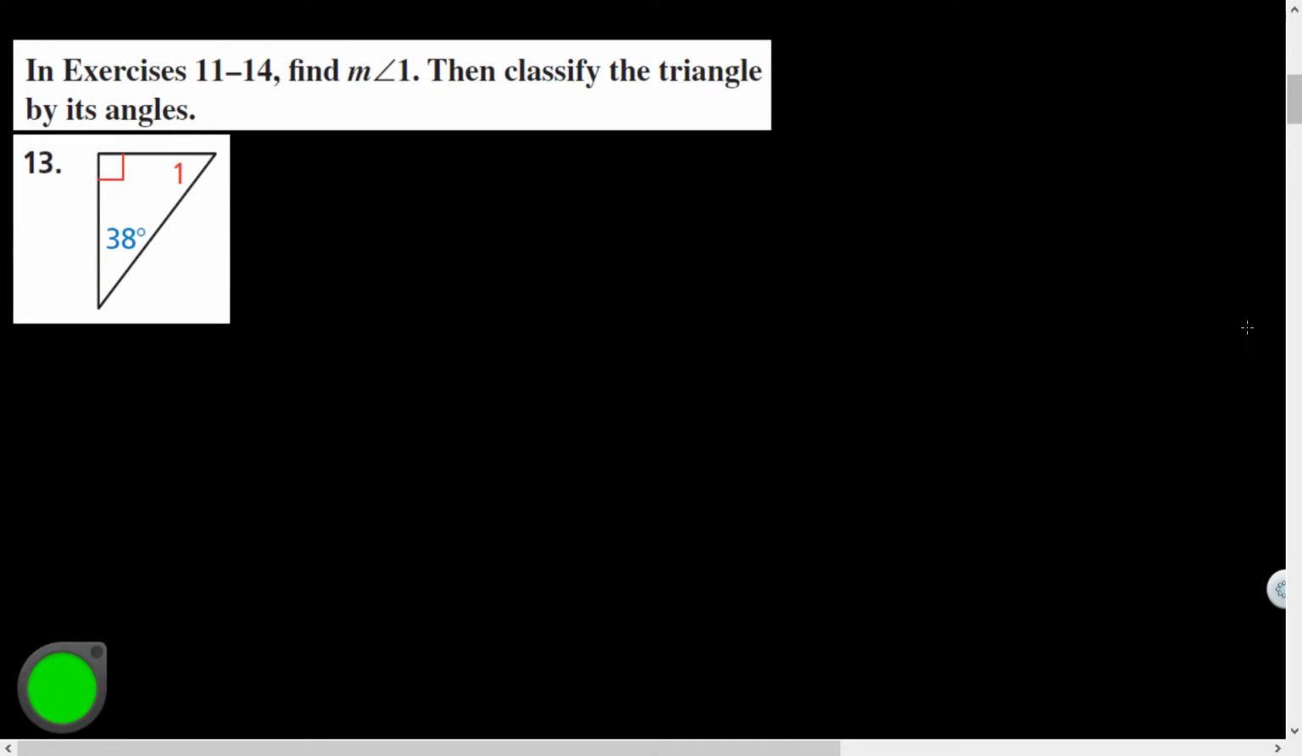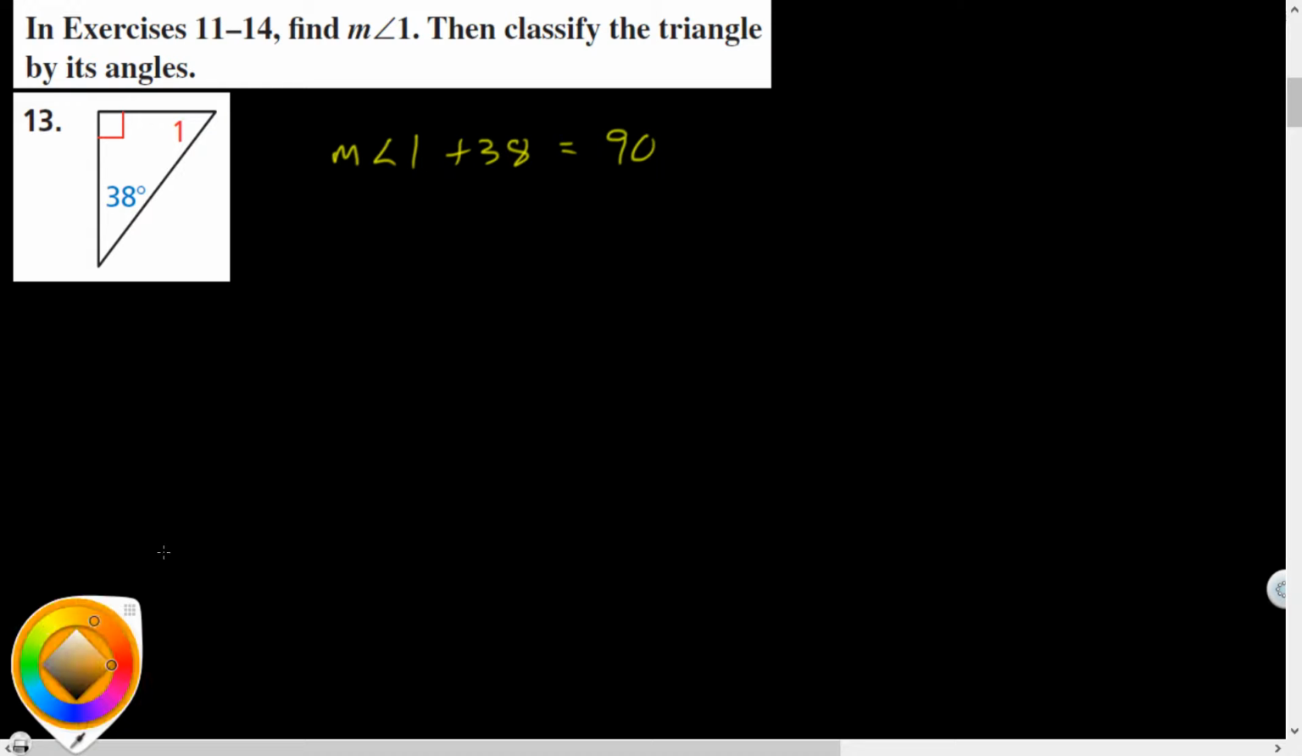Pick up the pace. Find the measure of angle 1, then classify. Let's see, what was that? The corollary to the triangle sum theorem? I know that these two angles will be complementary. Excellent, excellent. So let's see, measure of angle 1 plus 38 is going to equal 90. Subtract the 38 from both sides.